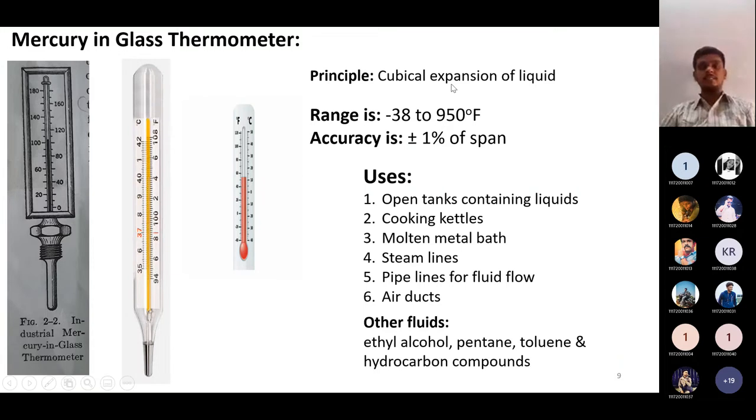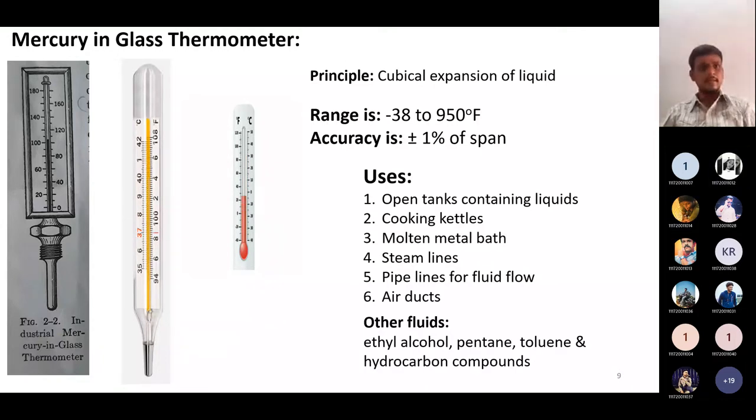The operating principle is the cubical or volumetric expansion of a liquid. As soon as the primary element, the bulb, senses the heat from the medium, that heat will be converted into displacement of the mercury, resulting in expansion. This expansion or displacement from the initial position can be read on the calibrated scale, so that we can accurately read the different temperatures of the medium. Okay, is there any doubt? Is that clear? No, sir. Yes.